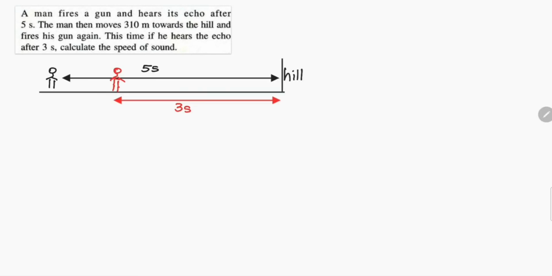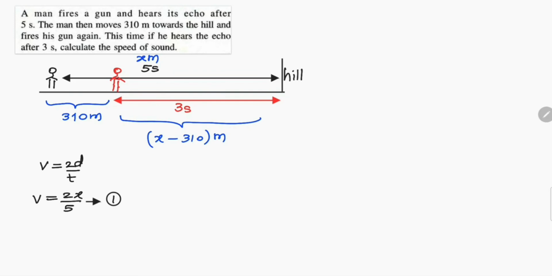So black one is the initial position and the red one after moving 310 meters towards the hill. So this distance is 310 meters. And let us assume that the entire distance from the start to end position is x. So how much will this distance be then? It will be x minus 310 meters. Now solving it. First the black part, from the initial position, v is equal to 2d by t. Distance is x and time taken is 5. So I have substituted v is equal to 2x upon 5.